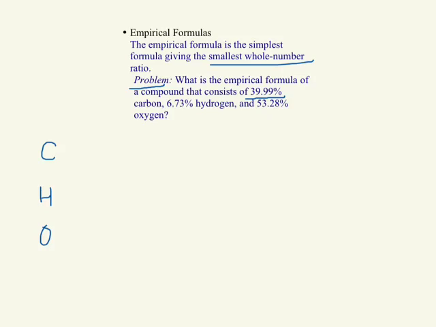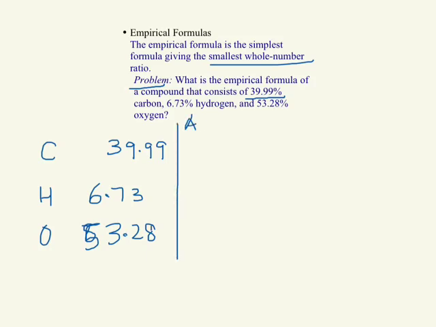Then we can say, okay, 39.99 grams is carbon, 6.73 grams is hydrogen, and 53.28 grams is the oxygen. In the next column, write down their atomic masses. Carbon is 12, hydrogen is 1, oxygen is 16. In the next column, you're going to calculate moles. And how are you going to do that?